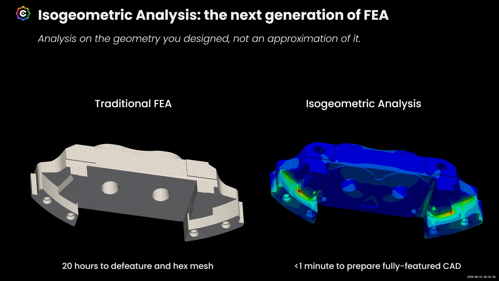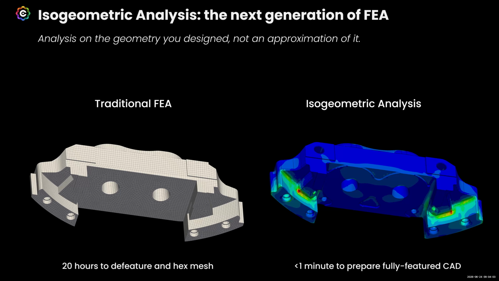So this is a caliper. On the left is how I might have defeatured this geometry for a hex mesh for a nonlinear analysis. It took me about 20 hours to build this defeatured mesh, since all I had was the STEP file to start from. And so removing fillets that were difficult to hex mesh is where I spent the vast majority of my time.